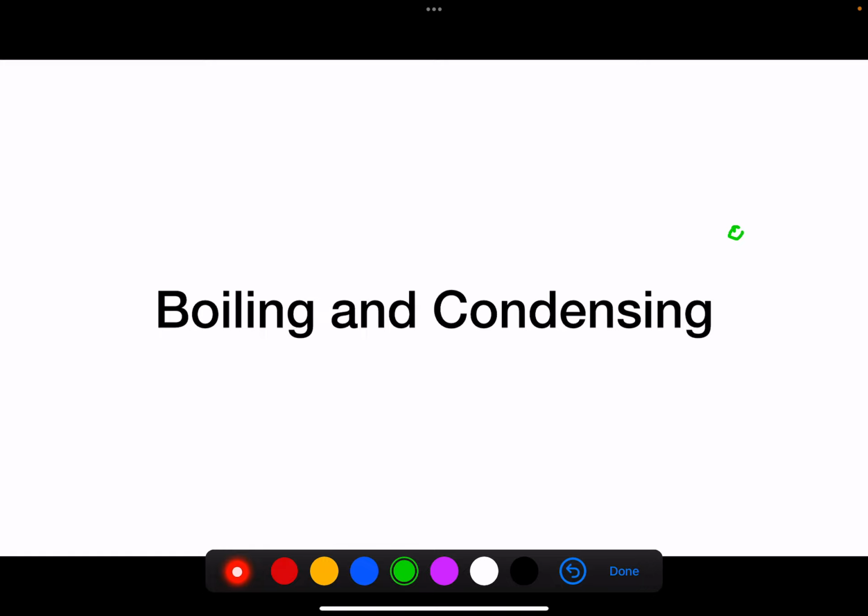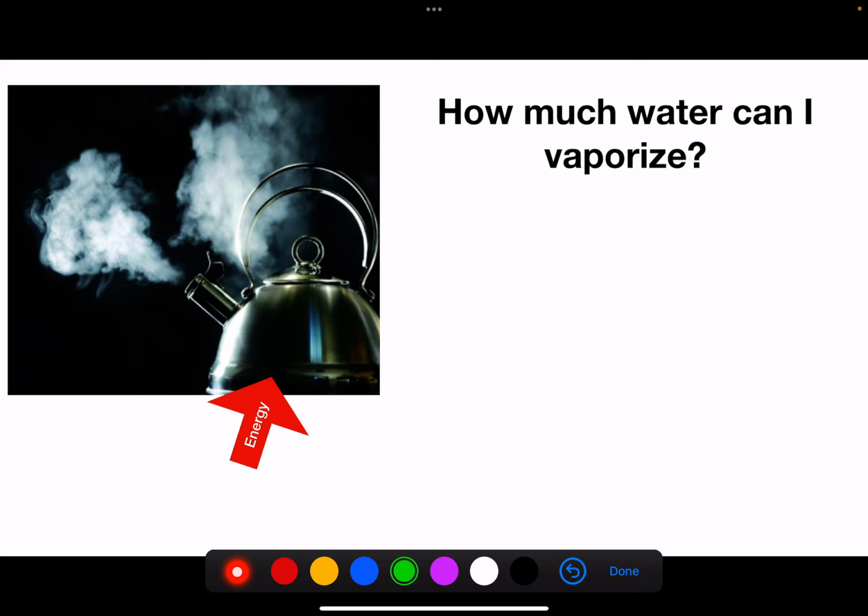Next, we want to look at boiling and condensing. This time we want to know how much energy is required to vaporize our water. This time the water has to be already at 100 degrees Celsius, and then the water will start to vaporize. It will start to boil. It will turn from a liquid into a gas.